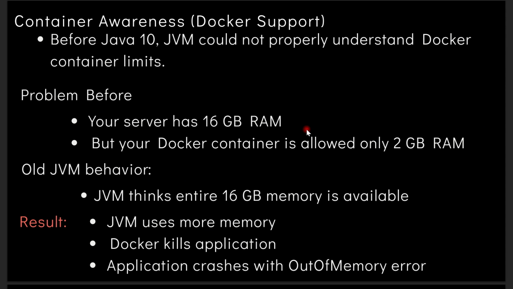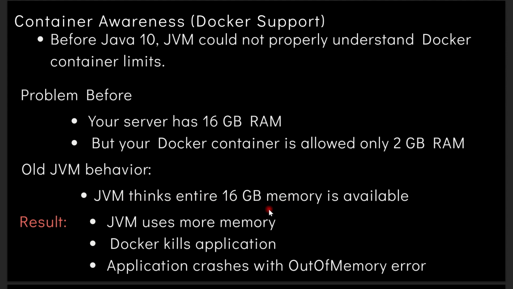And one more new feature, this is very helpful for deploying your Java applications: container awareness, and it will support Docker. Before Java 9, the JVM could not properly understand Docker container limits. The problem before: your server has 16 GB RAM, but your Docker container is allowing only 2 GB RAM. So the old JVM behaves as if the entire 16 GB of memory is available.